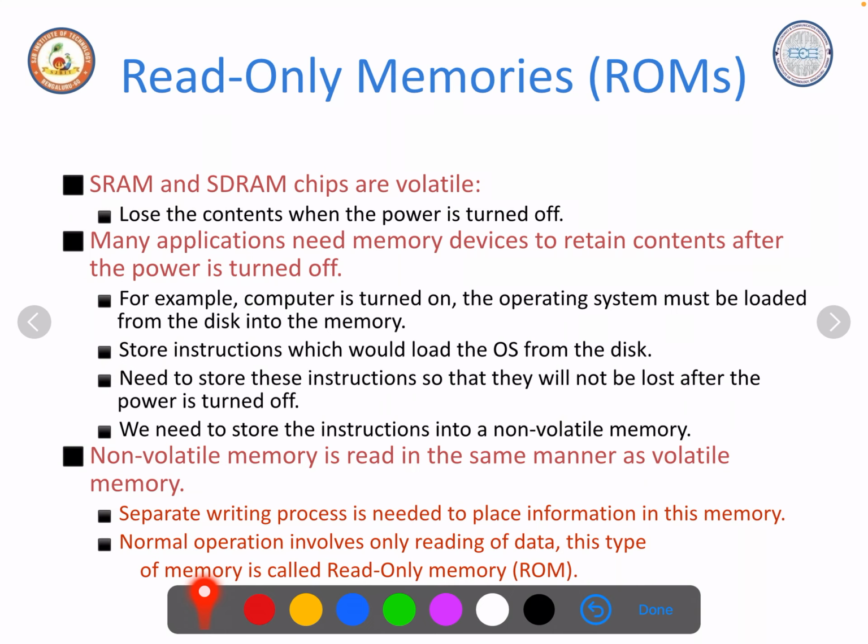For example, when the power is turned off, the operating system must be loaded from the disk into the memory every time. So we store the instructions which would load the OS from the disk. We need to store these instructions so that they are not lost after the power is turned off. We need to store the instructions in a non-volatile memory. Non-volatile memory is read in the same manner as volatile memory, the same process. A separate writing process is needed to place information in this memory.